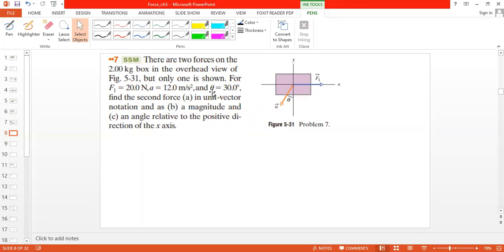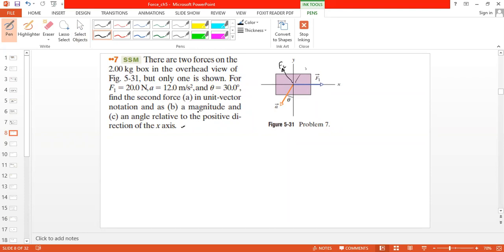You have an object, and two forces act on it. One is F1, the other one should be F2. I don't know what F2 is, maybe this way or the other way. So first I have to find the value of F2 in unit vector notation, that means using i and j. And the second thing is I have to find the magnitude and the angle that F2 makes with the positive x-axis.